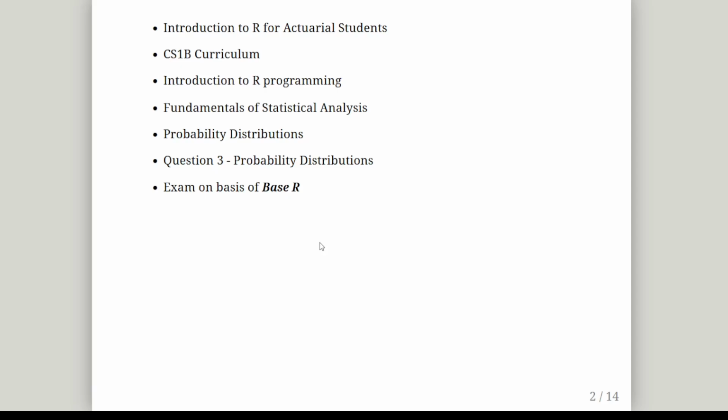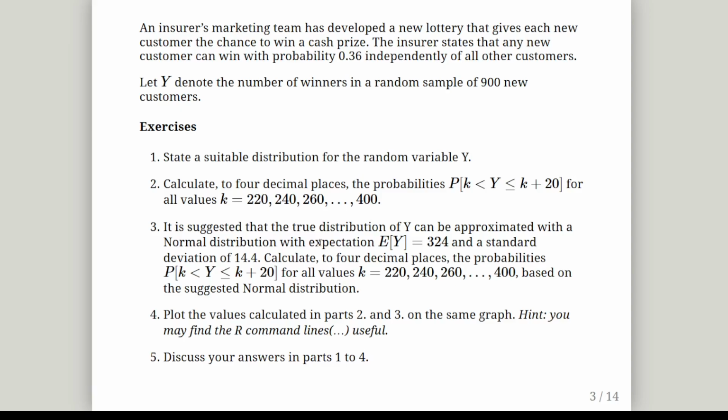So this is exams on the basis of base R. So you'd only be required to answer the questions through base R and not use any other R packages unless directed to in the question. Okay, so that's why there's no tidyverse or ggplot that much.